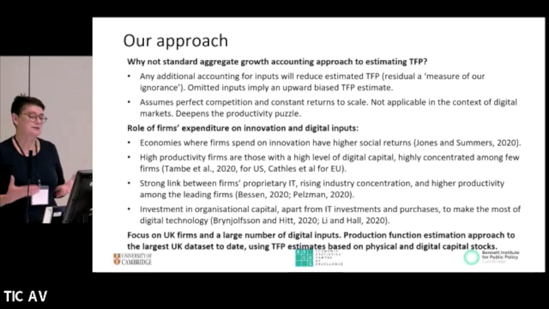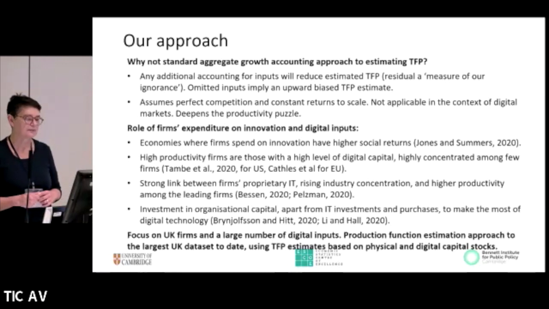The obvious thing to do would be to do some growth accounting, but that actually just deepens the productivity puzzle. If you're adding in inputs that you think were omitted before, so if we want to account for more digital inputs than had been used before, and those inputs are being used more now than previously, then doing that in a growth accounting framework is only going to give you a bigger puzzle in the end. That framework also assumes perfect competition and constant returns to scale. That's very much not the situation in the context of digital technologies. And so we decided to take a production function approach.